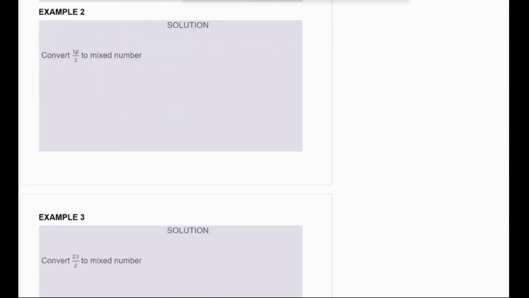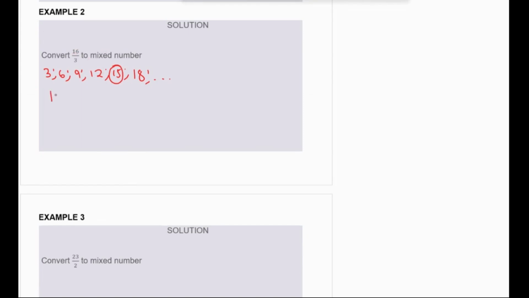All right, we have 16 over 3. We want to convert it to a mixed number. Let's look at the multiples of 3. We have 3, 6, 9, 12, 15, 18, it goes on like that. So we look for the multiple of 3 which is just before 16. This is the multiple, which is 15. And then we can break 16 into 15 plus 1.